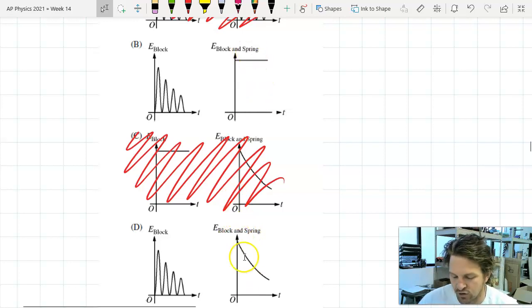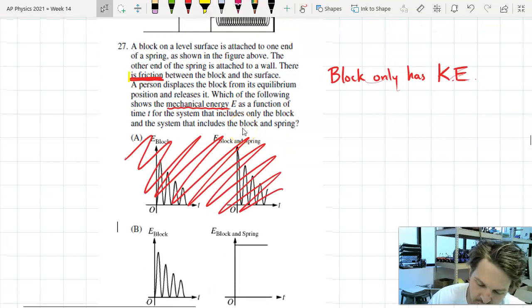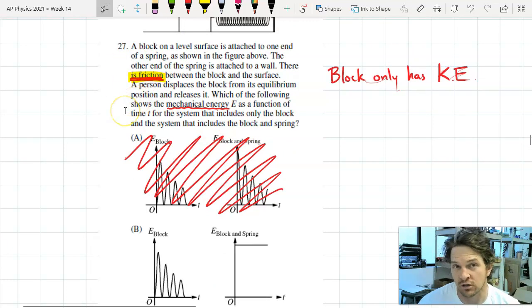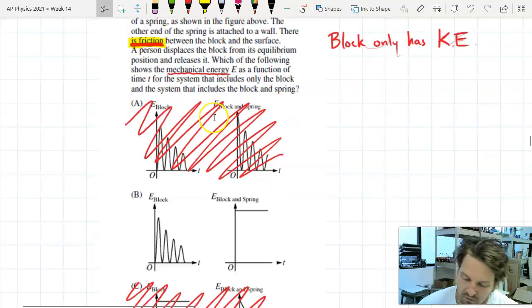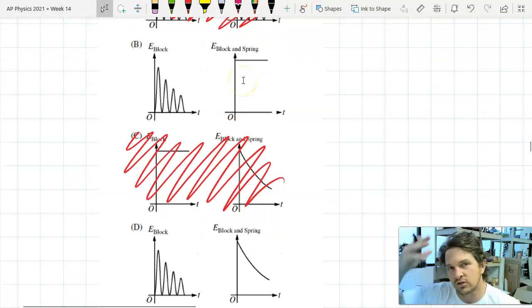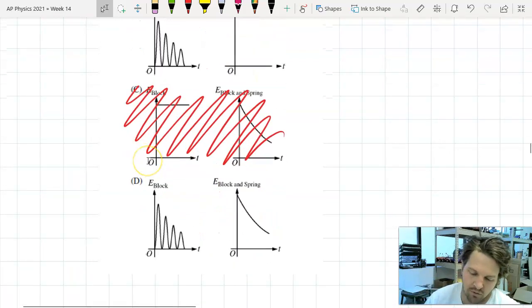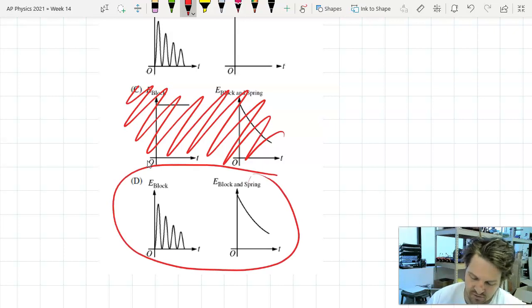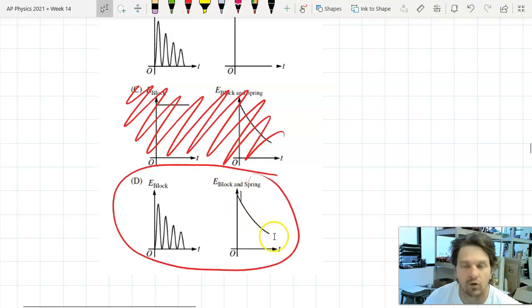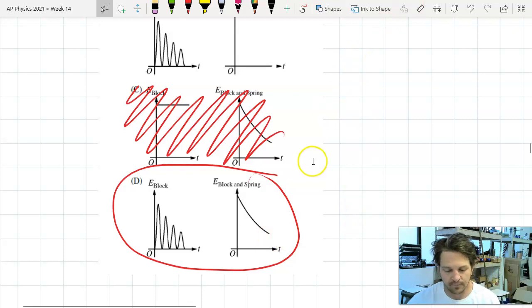And so how we choose between these two now is we need to remember that there is friction here between our two surfaces. Friction is going to slowly take energy away from the system, right? Remember, if friction causes heat, it's going to slowly take away from that total amount. So that would end up being D, because you see right there, there's that little decline in total energy. Okay.